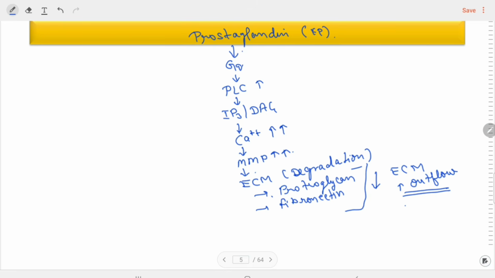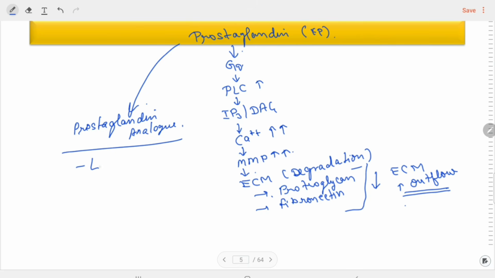So the drugs which we are giving in glaucoma are the prostaglandin analogs. We are giving the prostaglandin analogs like latanoprost and some other drugs.